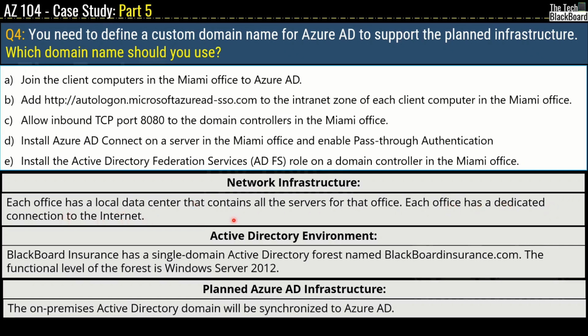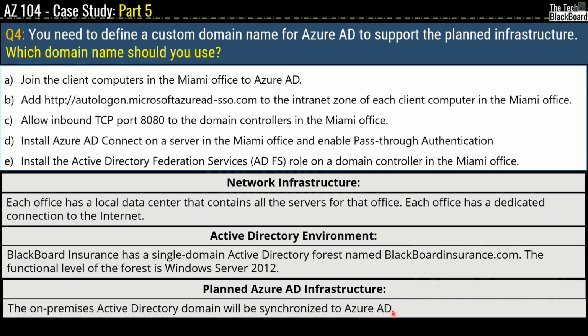The second section which is connected is Active Directory environment, and that said that Blackboard Insurance has a single domain Active Directory forest named blackboardinsurance.com. The functional level of the forest is Windows Server 2012. The last section which is linked is planned Azure AD infrastructure. This section said that on-premises Active Directory domain will be synchronized to Azure AD.